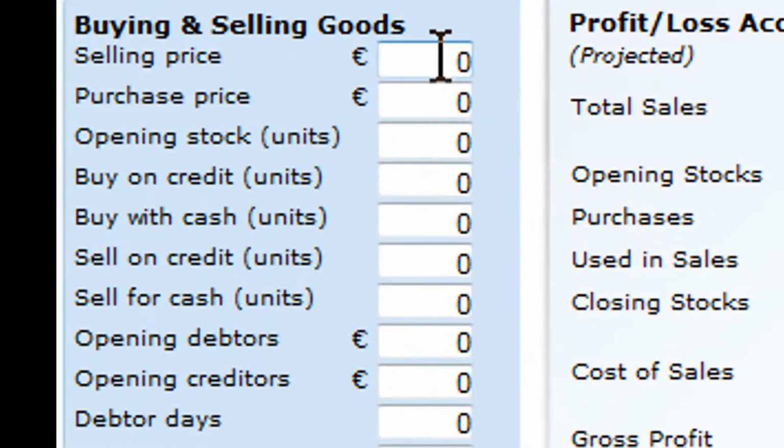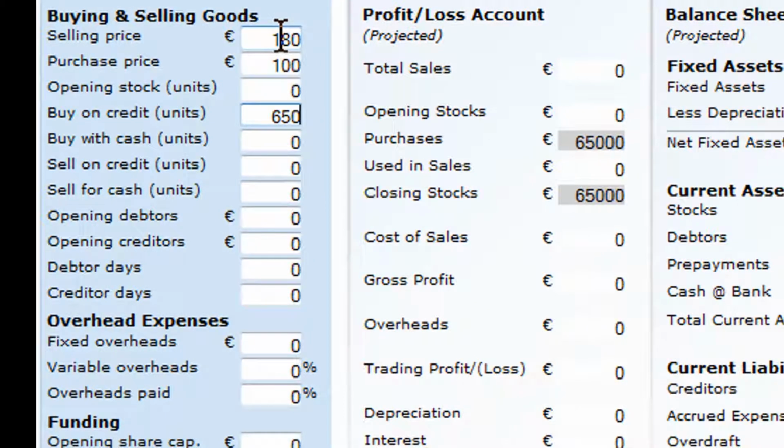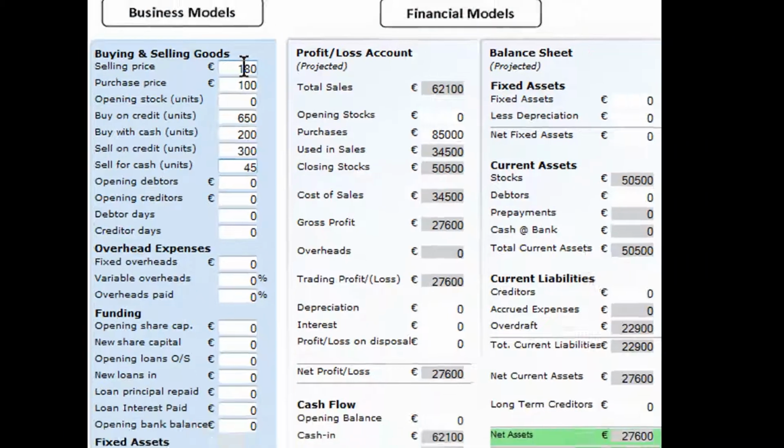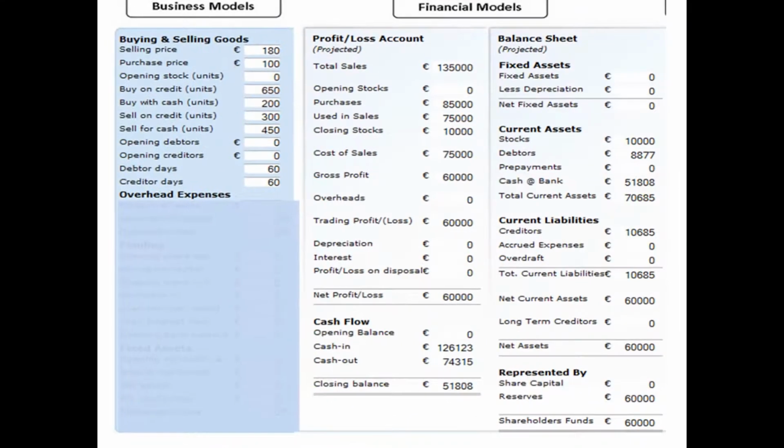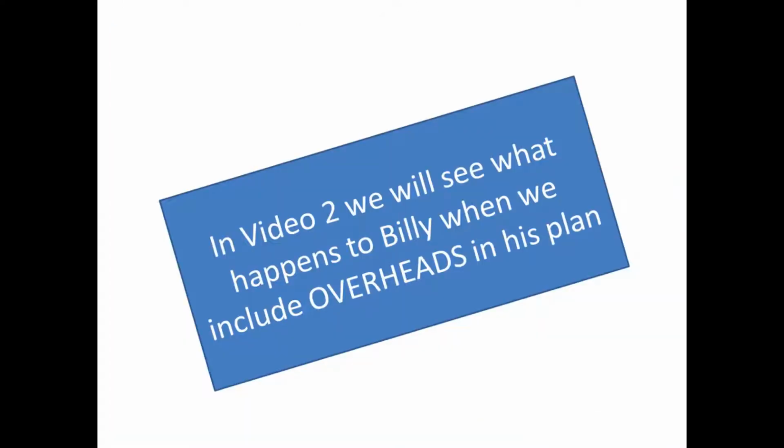Look at how simple and visual finding the answer is when we use FabLinker. As we enter Billy's metrics in the business model section, we can see the scorecards filling up in the right-hand columns. And Billy hasn't done too badly. He has 60,000 in profit, he has more than 50,000 in cash, and he has debtors and stock which more than offset his creditors. In video 2, we will see what happens to Billy when we include overheads in his plan. Thanks for watching.